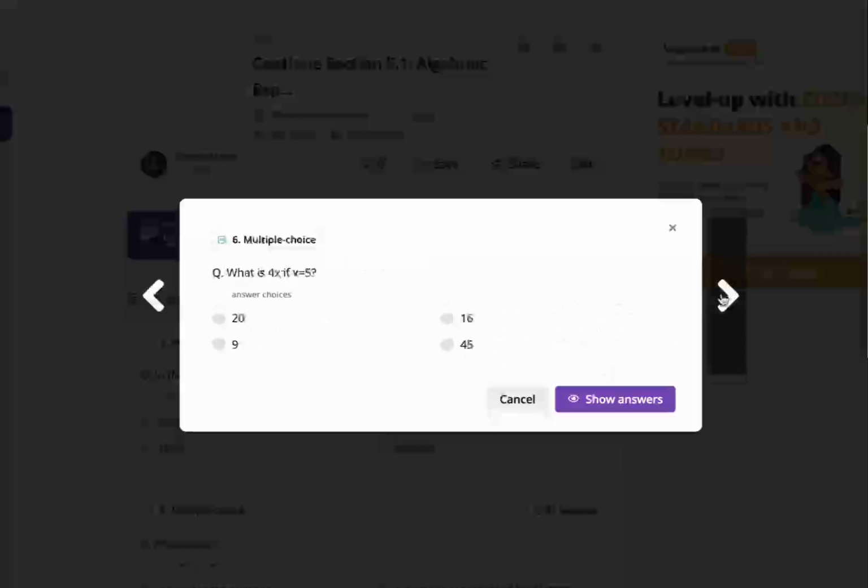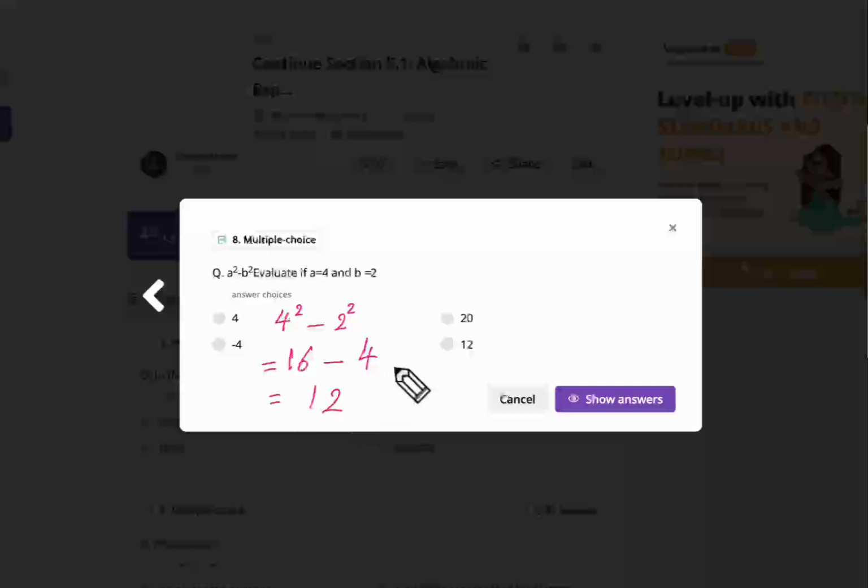There is a last question here. Yes, this one. A square minus B square. Let's do the same. A is 4. Substitute 4 for A. So 4 squared. Minus B is 2. So 2 squared. 4 squared means 4 times 4 is 16. 2 squared means 2 times 2 equals 4. And 16 minus 4 equals 12. Any problems?